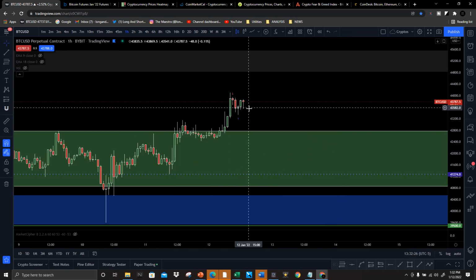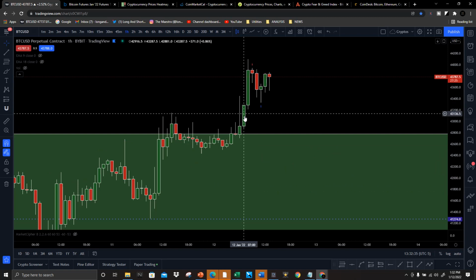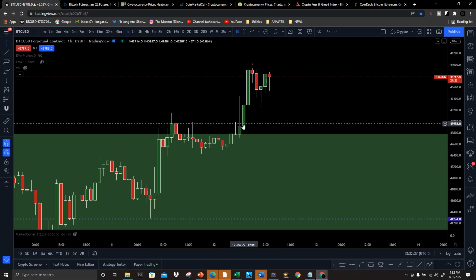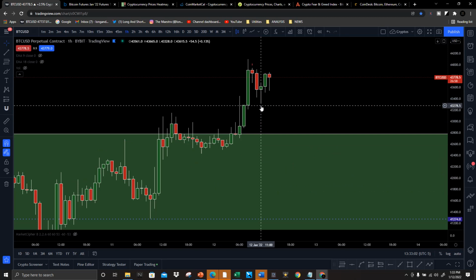But then price sort of went sideways. So anytime you see this big overextension here, what do you leave behind? Imbalance. So what does price do? It automatically comes back down to refill that imbalance. And then this landed us at the 11 a.m.